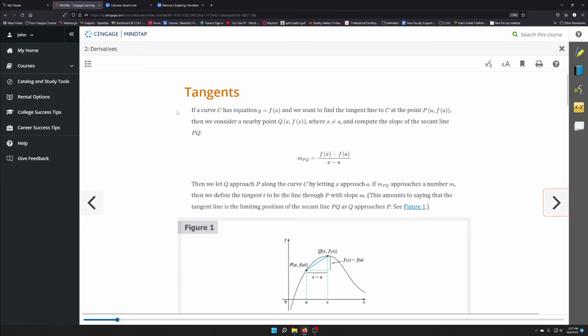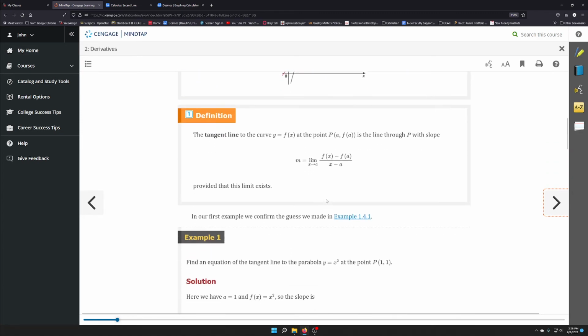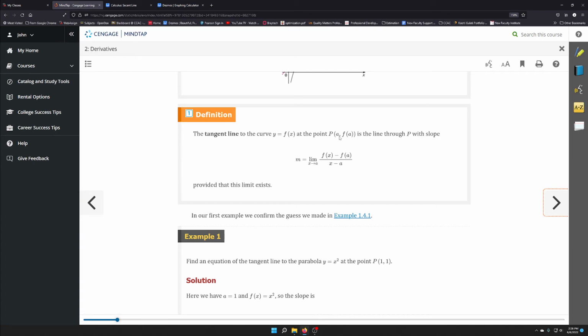Your book does a really good job at showing this. All I want to do is show you where this is at in our book. Right here in this picture, when you see this Q, Q, Q, what they're talking about are all the different secant lines. As you allow this point right here to get closer and closer to point P, you will approach this tangent line. So the tangent line to the curve y equals f of x at the point A comma f of A is a line through P with the slope m equals the limit as x approaches A of f of x minus f of A all over x minus A. Now, that is a tangent line.